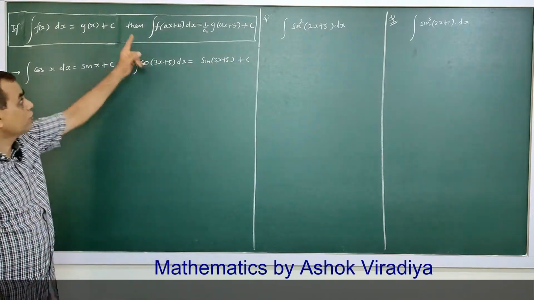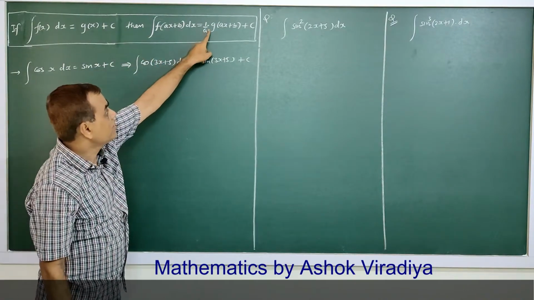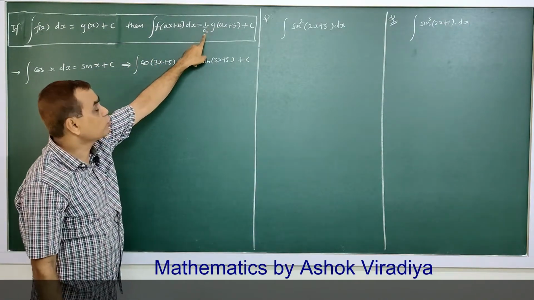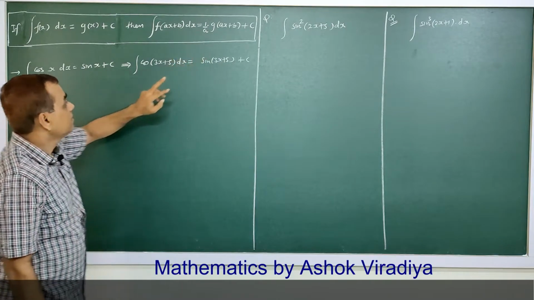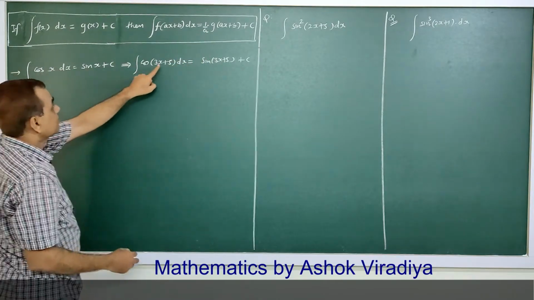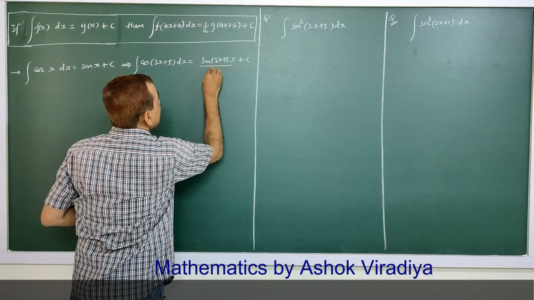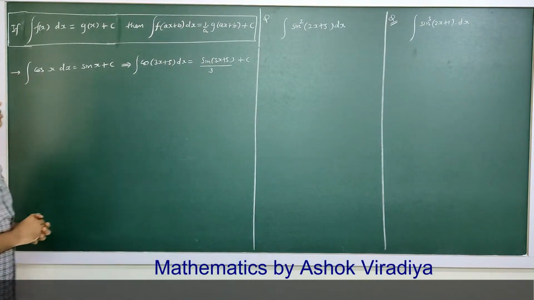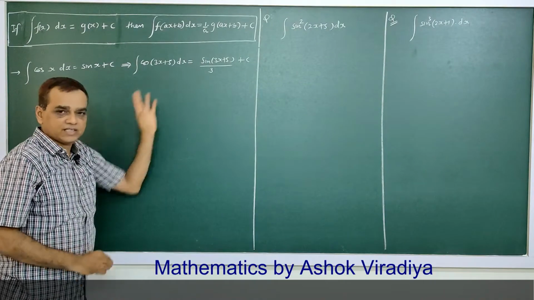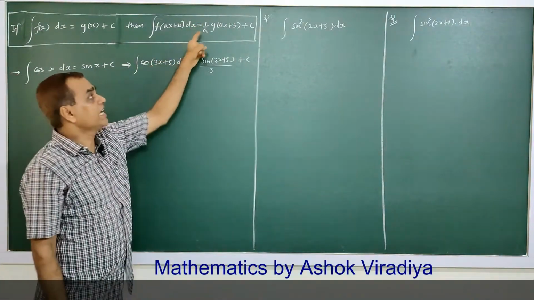Now by this rule, what should we do? Divide this integral by the coefficient of x. So what is the coefficient of x? It is 3. So divide this by 3, or put here 1 upon 3, 1 upon a.